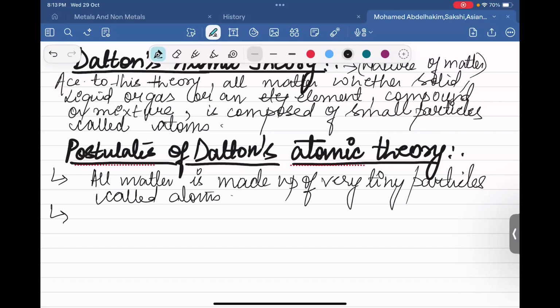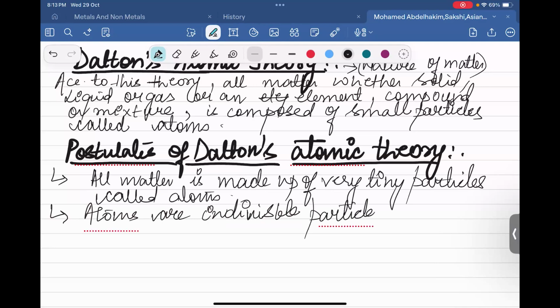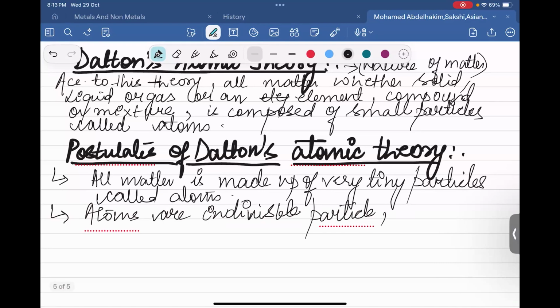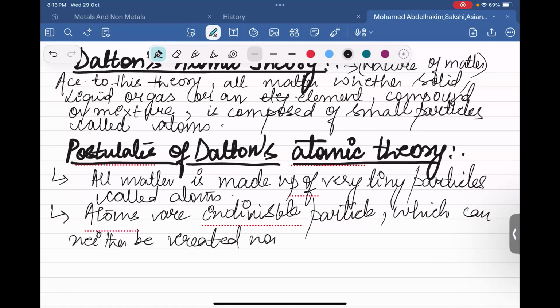Very important thing, atoms are indivisible particles. Atoms are indivisible particles, means they can't be broken into smaller pieces. Indivisible particles which can neither be created nor destroyed in a chemical reaction.